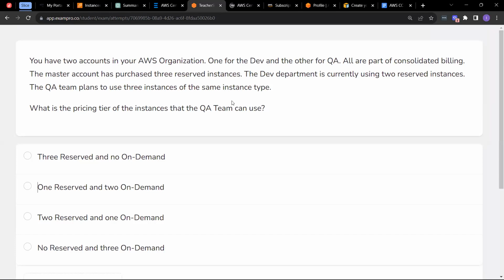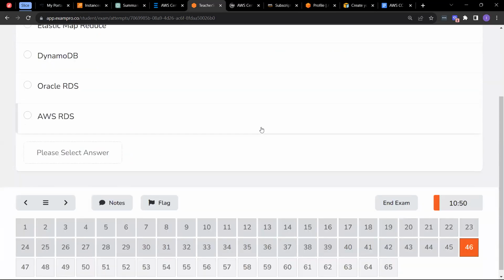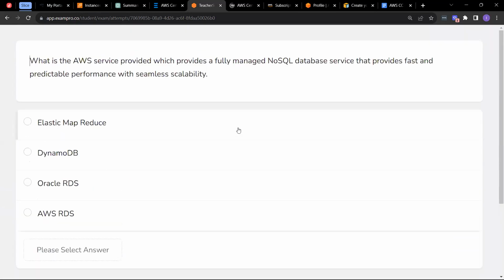The answers are not coming. So the answer is 2. Here, the accounts are under AWS organization, and we know that they are able to consolidate the billing and also share the resources. The master account has 3 reserved instances purchased, and the dev team is currently using 2, so there is one reserved instance available. Now the quality assurance team plans to use 3 instances, which means that because they are under the same master account, one of the instances will be charged as a reserved instance, and the 2 that are left will be charged on demand. Somebody should note it down, and if there is a misunderstanding, I will explain it later.